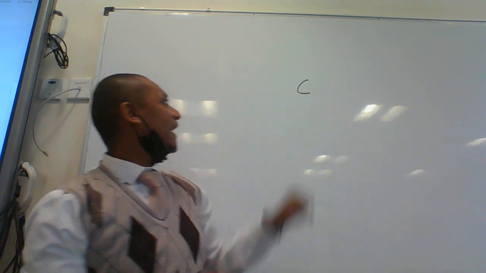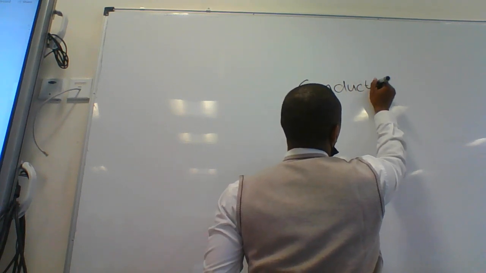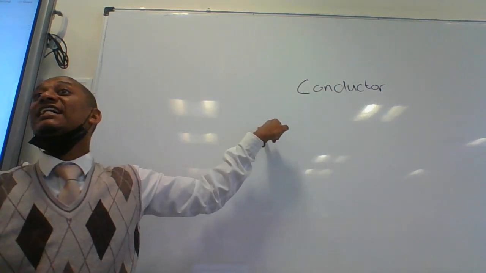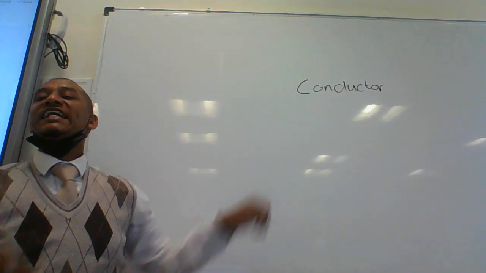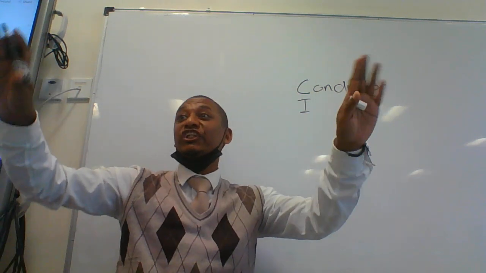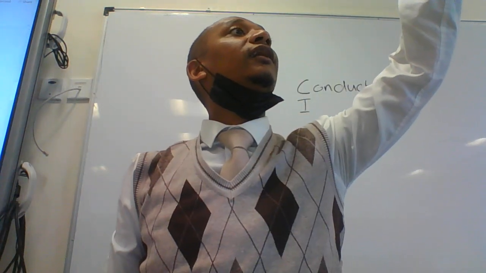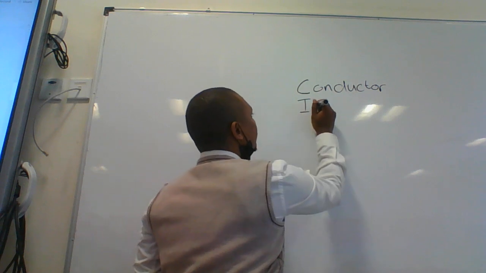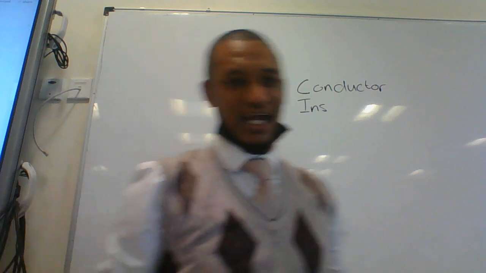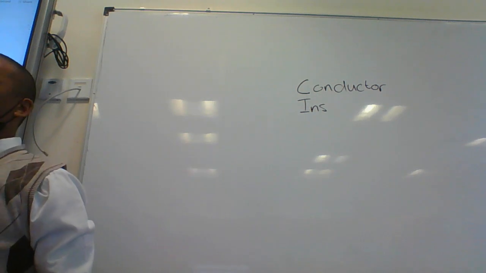If a metal is a conductor, then what do we call a rubber band? What's the other word? The opposite. Not unconductor. Put up your hand if you have the answer. Mohammed? Insulator. Okay.